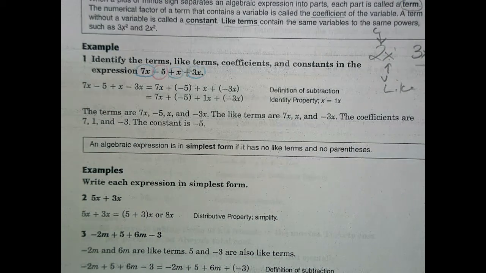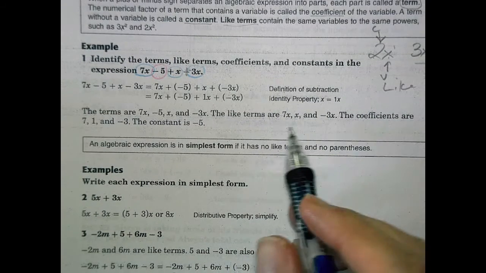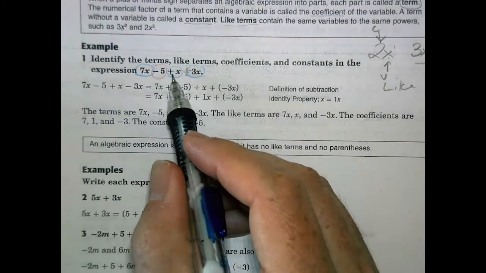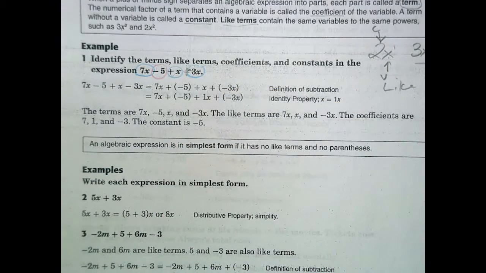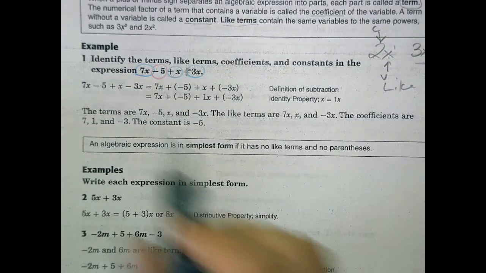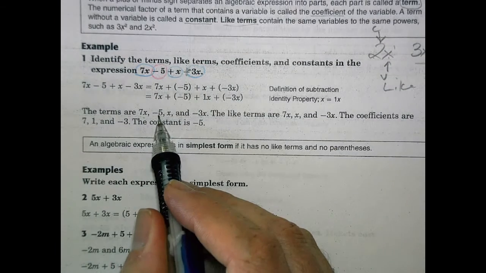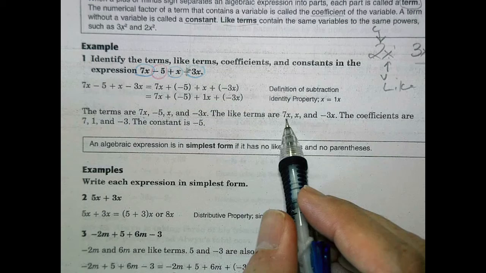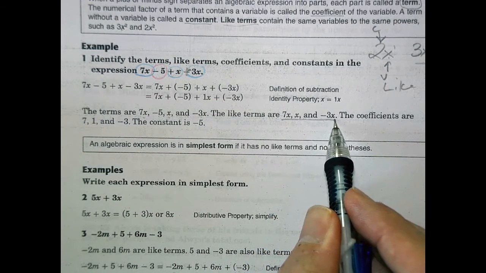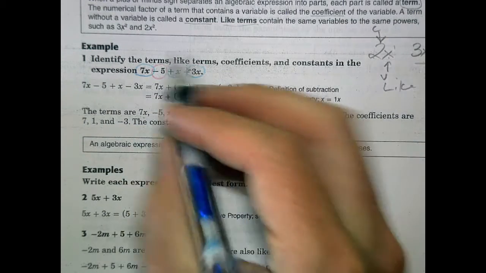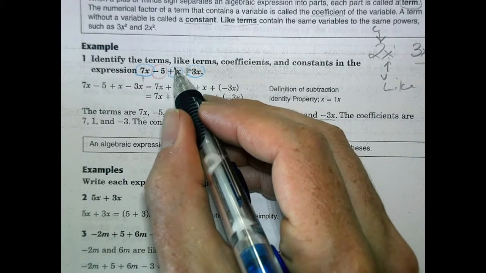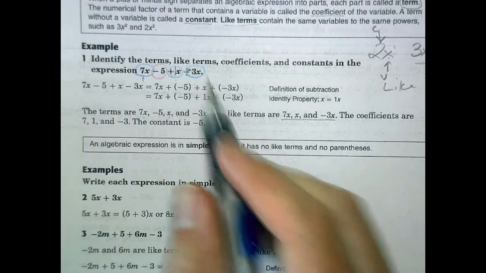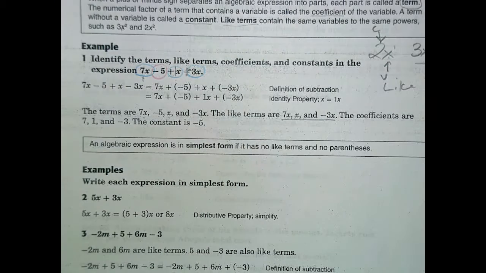In this case, I could combine things that are like terms. I have a 7x and a 1x and a negative 3x there. They're not asking you to do anything, they just want you to identify them. So it says the terms are 7x, negative 5, and negative 3x. The like terms are 7x, x, and negative 3x. The coefficients are the numbers in front, 7, and in front of the x is actually a 1, so keep that in mind, and then a negative 3. The constant is a negative 5.